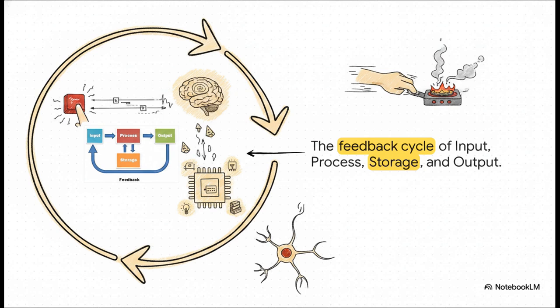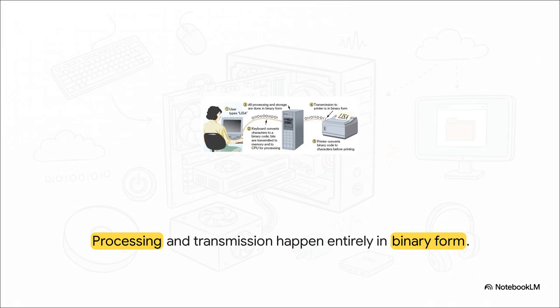Your nervous system processes it, stores the memory that, hey, this hurts, and outputs the physical reaction to pull your hand away. But how exactly is this information moving around in there?